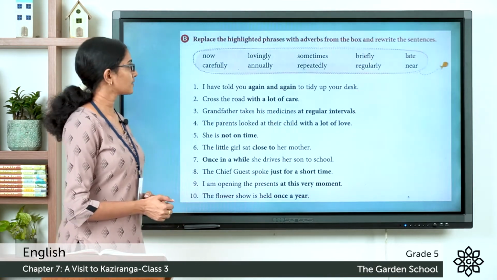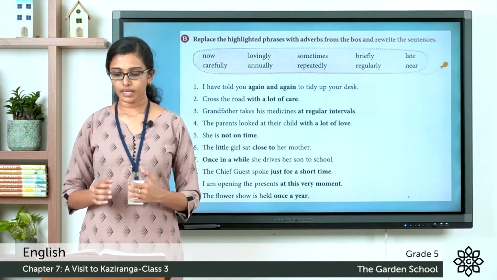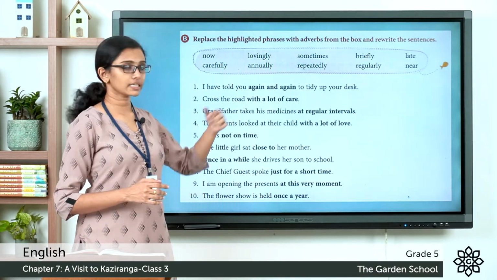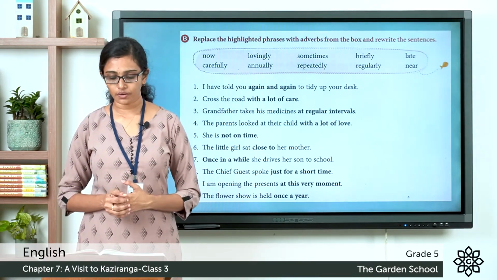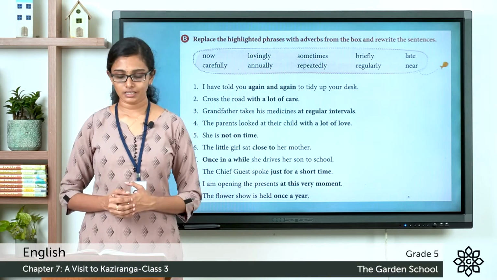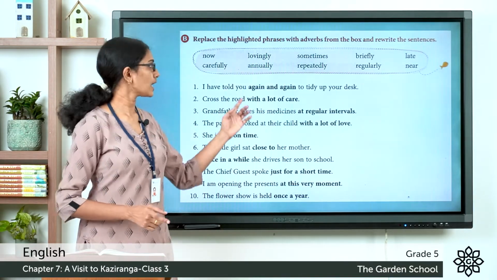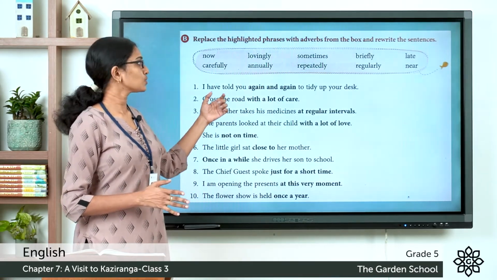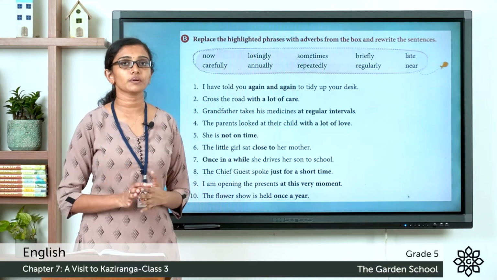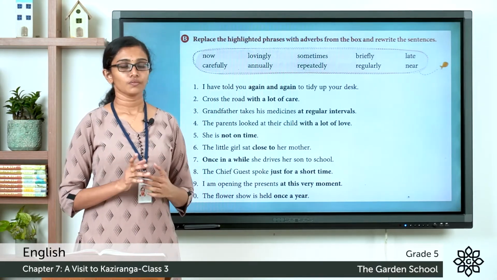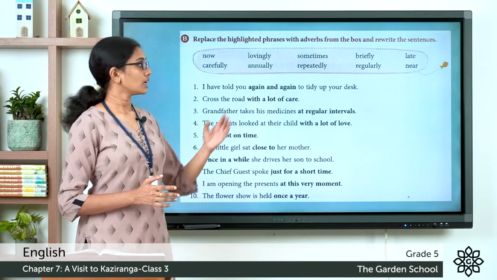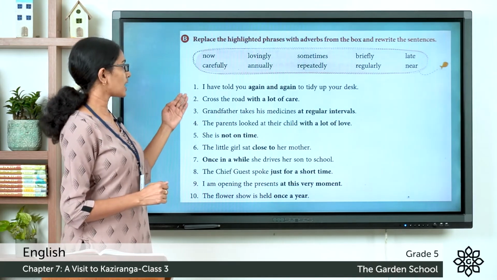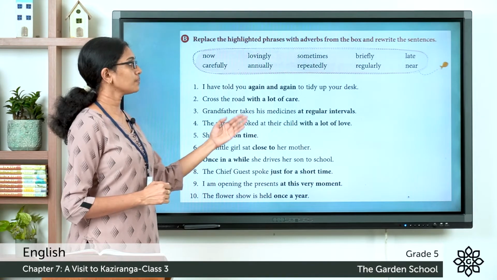Now the next one, you have to replace the highlighted phrases with adverbs from the box and rewrite the sentences. So you can see here a box is given and in the box a few adverbs are also given. And below you can see 10 sentences and in each of the sentences a few words are highlighted. Like here it is again and again. You have to replace the highlighted words with a suitable adverb chosen from the box. For example, again and again. A suitable adverb that you can use here is repeatedly. So you can rewrite the sentence as I have told you repeatedly to tidy up your desk.